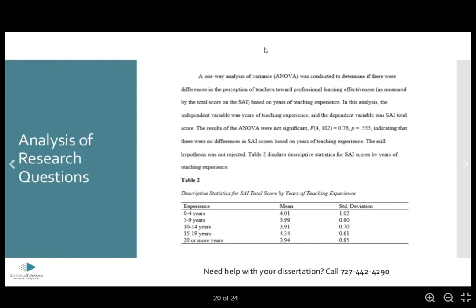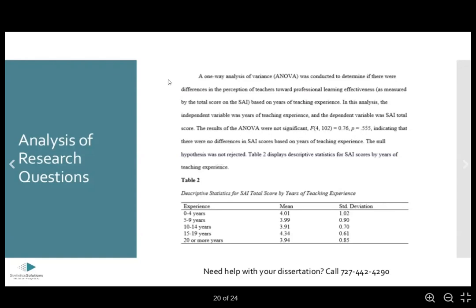In this case, we're concluding that there is no difference in the scores based on years of teaching experience. This is a pretty high p-value, 0.555. So we're saying that the results are not significantly different. And because they are not significantly different, we are failing to reject our null hypothesis.